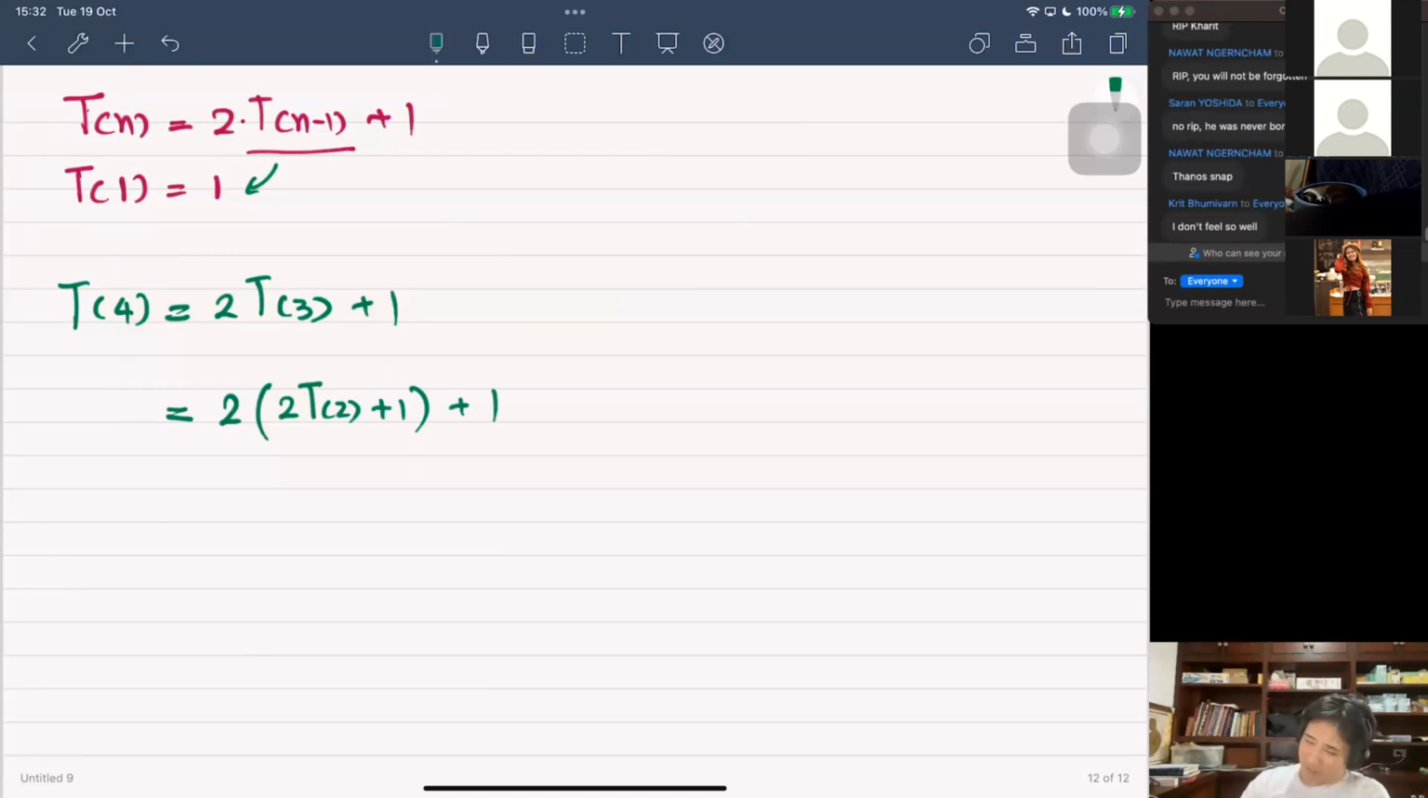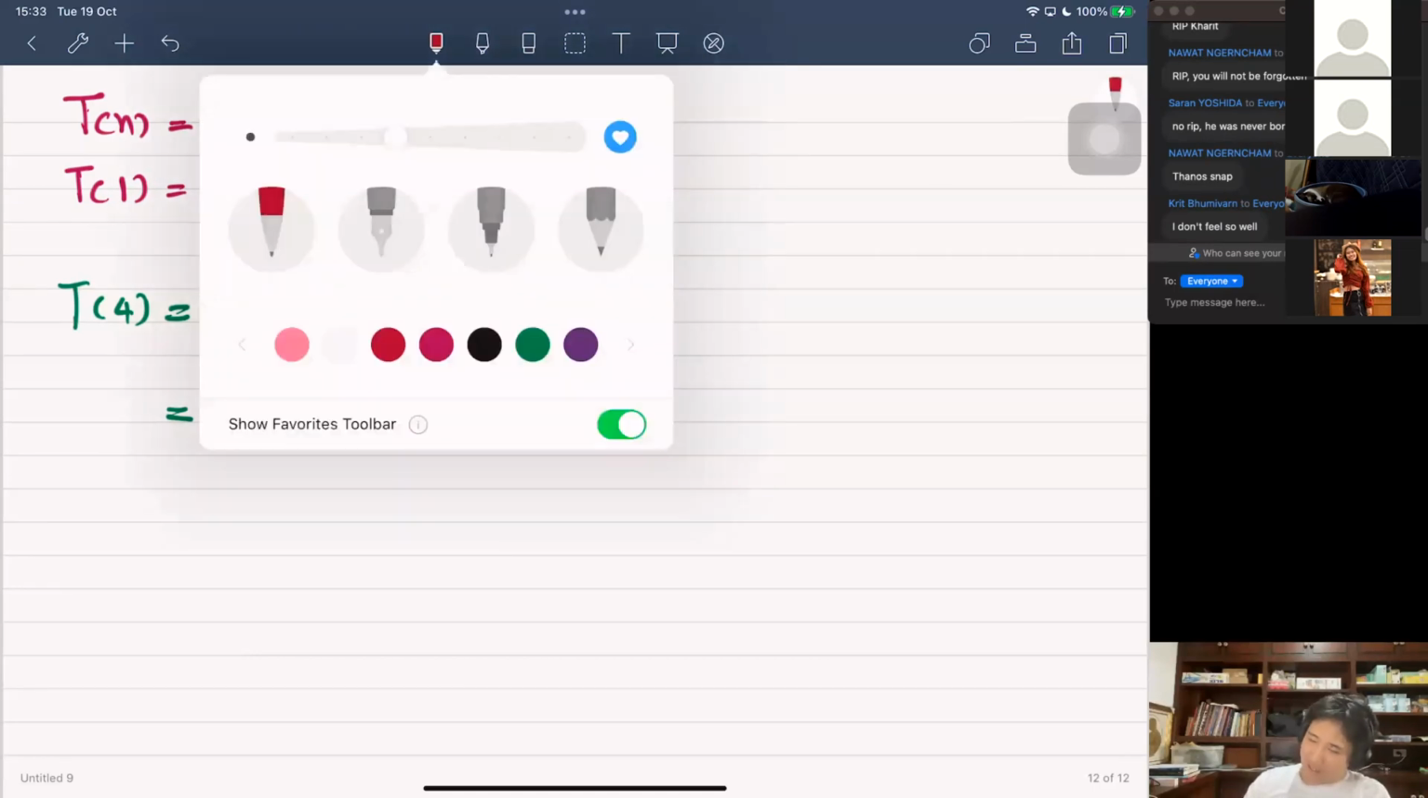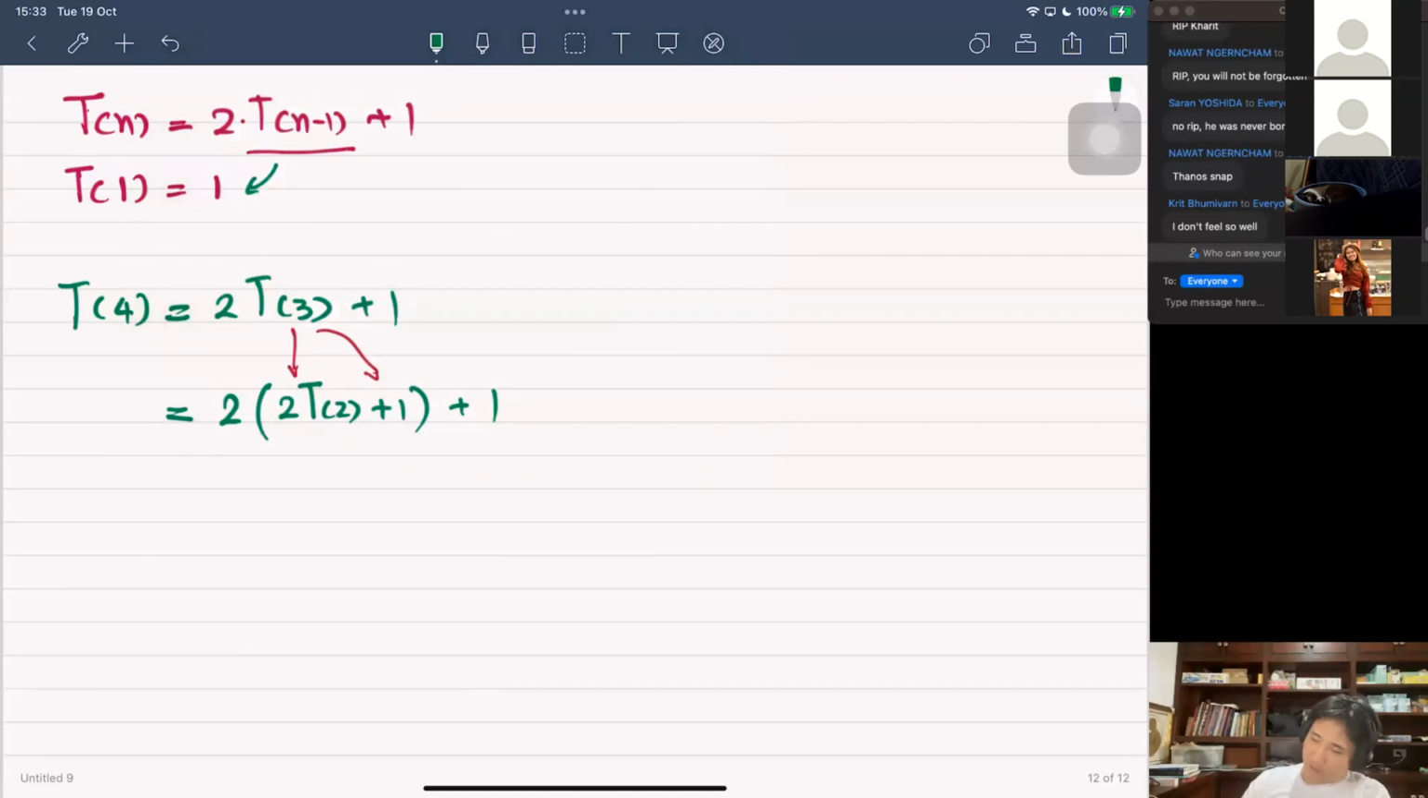Okay, so let me write this. So this guy expands to 2 of this guy. And then you try to do that again. It's 2 to the 2, right? T2 plus 2 plus 1. Do not simplify. This is important. Do not simplify.